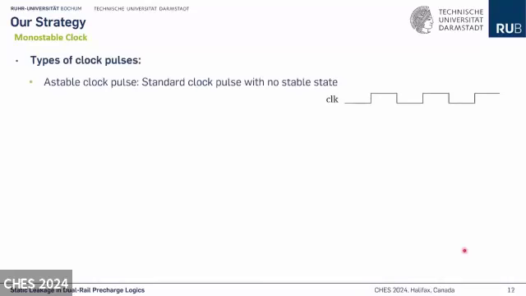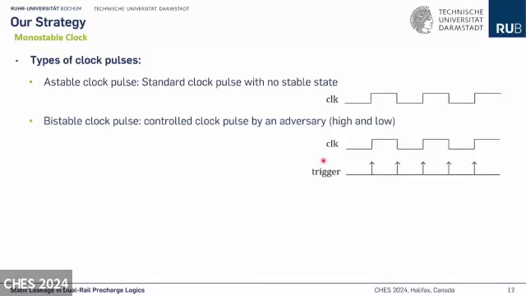We can divide the clock pulses into three different groups. The first one is a standard clock pulse, which we know as an astable clock pulse. This clock pulse has no stable states and continues to switch between high and low. The second one is a bistable clock pulse. This clock pulse has two stable states and needs an external trigger to change its states. As an example of this pulse, we can refer to a clock under the control of an attacker. While the attacker can hold it on the required level, both levels, high and low, are stable.